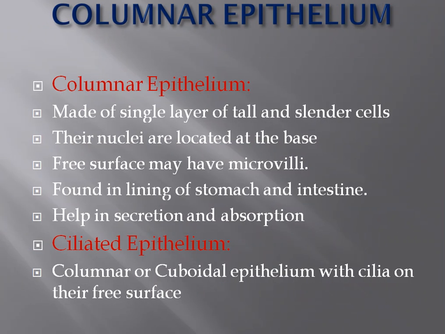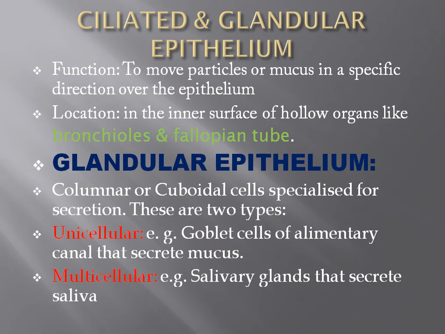Ciliated epithelium. Columnar or cuboidal epithelium with cilia on their free surface. Their functions are to move particles or mucus in a specific direction over epithelium. Their locations are in the inner surface of hollow organs like bronchioles of lungs and fallopian tube of female reproductive tract.